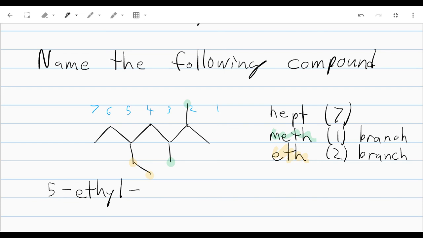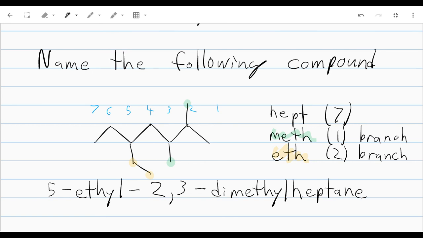I'm going to take a look at my methyls. I have a methyl group on carbon 2 and a methyl group on carbon 3. And then I'm going to put another dash as I name them. Now, since there's 2, I have to put a di in front. And then I have 7 carbons, all of them single bonded, so that will be a heptane. So the name of this compound is 5-ethyl-2,3-dimethylheptane.